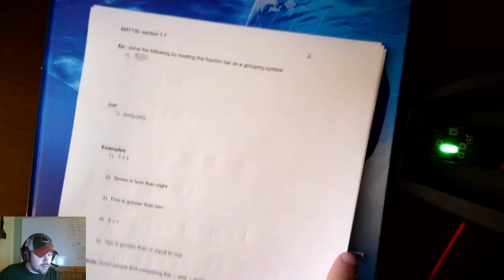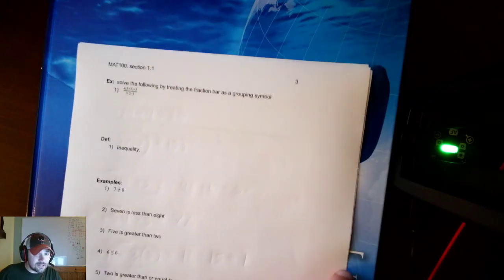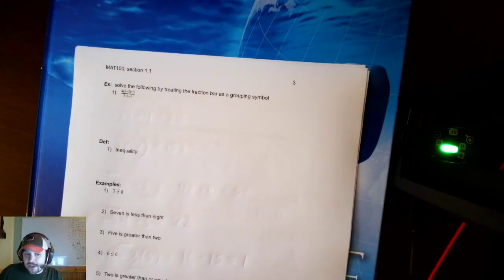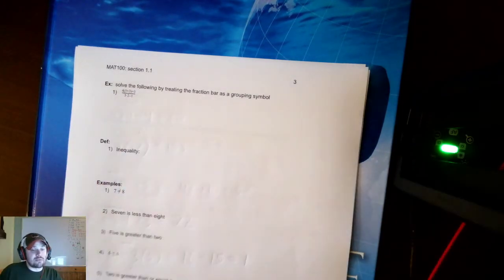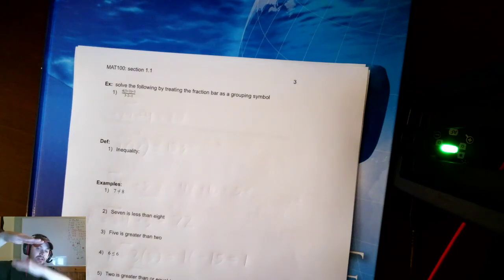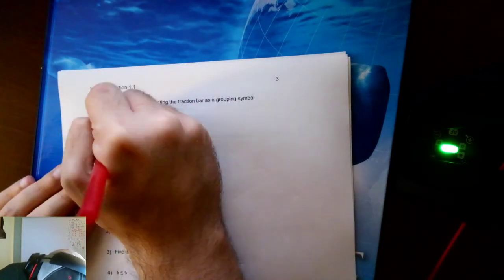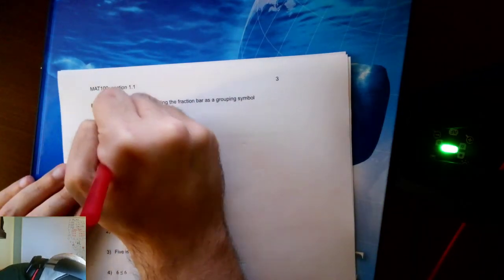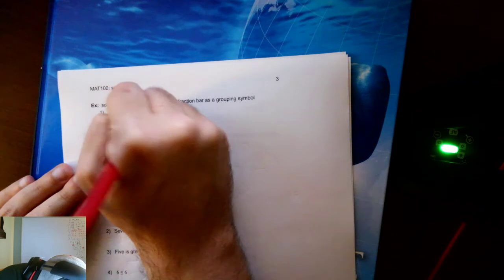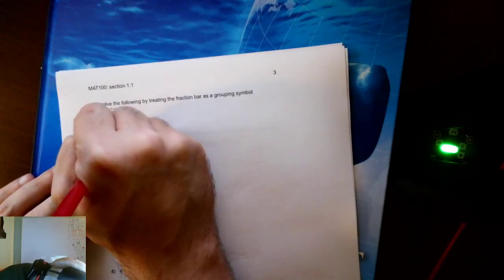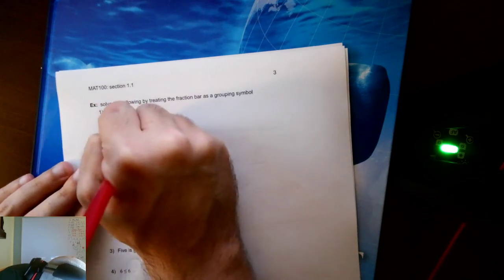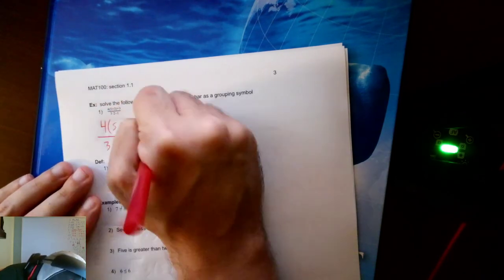Parentheses, brackets, and braces are not the only grouping symbols. Those of you that have already watched our R.1 video know fraction bars also separate numbers into a top group and a bottom group, the numerator and the denominator. So let's look at our example. We have 4 parentheses 5 plus 3 over 3 times 2 minus 1.